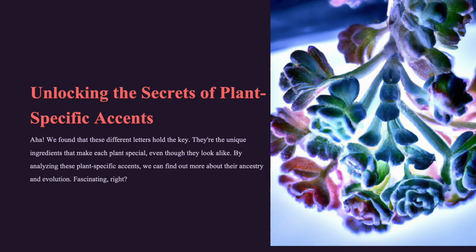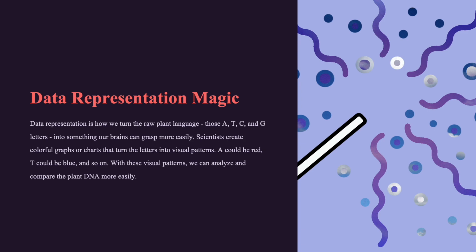But how do you manage to make sense of the secret messages written in A, T, C, and G? This is exactly the place where data representation comes in. You will see those letters as raw data, the ingredients of the mystery. To understand and compare them easily, scientists use clever ways to represent this data.